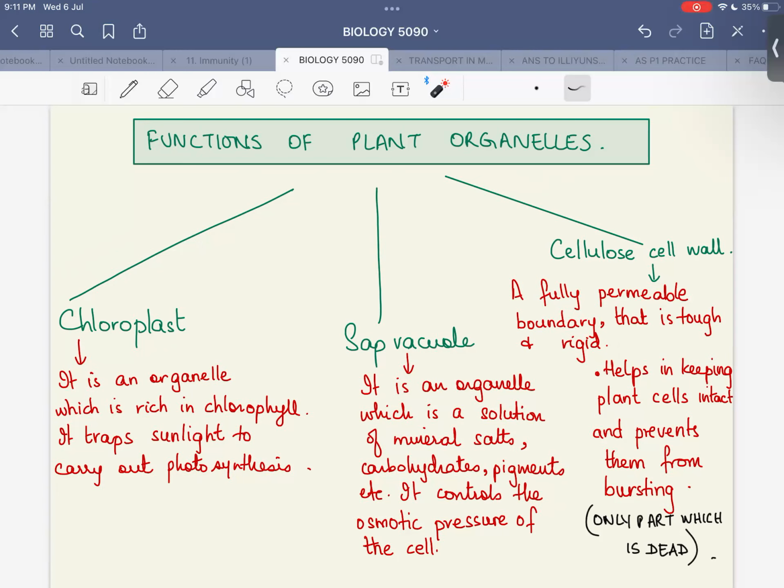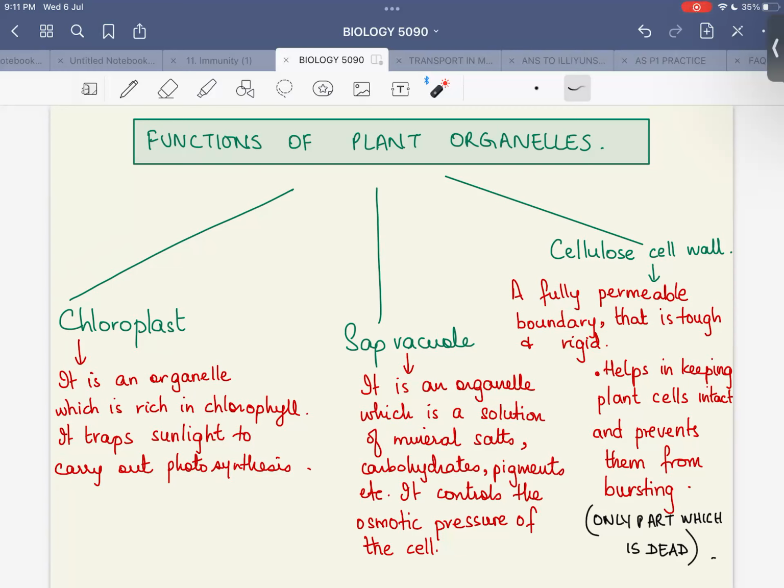How is it done and why is it done will be discussed in the upcoming chapters. Then we have the cellulose cell wall, which is the outer boundary of a plant cell and is fully permeable. It's a tough and rigid structure. It helps in keeping the plant cells intact. It gives them their particular shape and prevents them from bursting also.